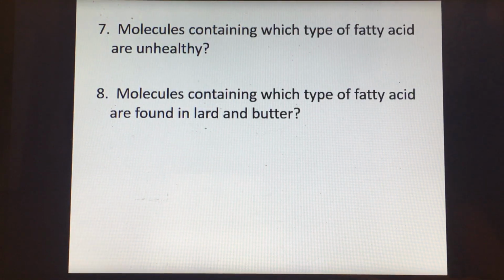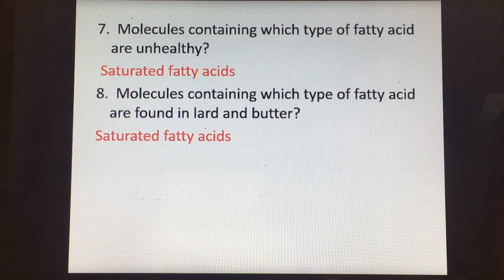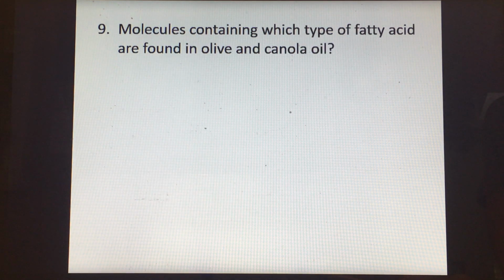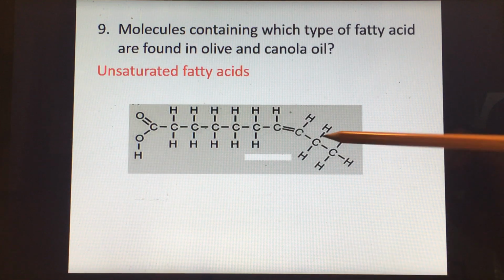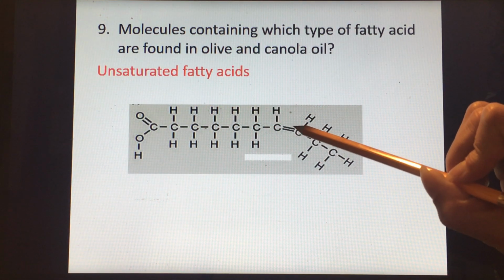So molecules containing which type of fatty acid are more unhealthy? Saturated fatty acids. And they're found in lard and butter, so animal products like cheese and heavy whipping cream. Molecules containing which type of fatty acid are found in olive and canola oil? That'd be our unsaturated fatty acids. So it's unsaturated because there is a double bond between these two carbons.